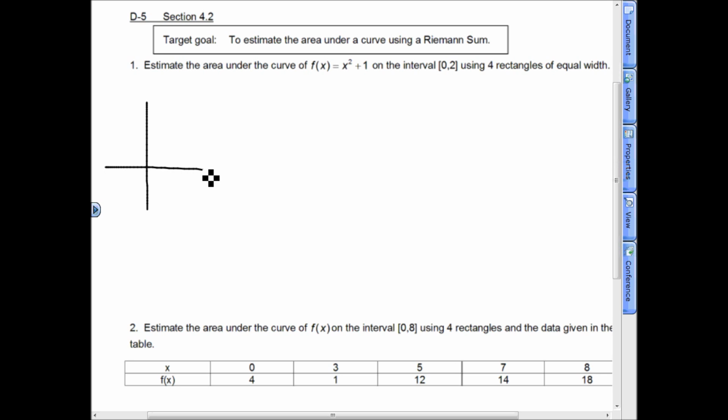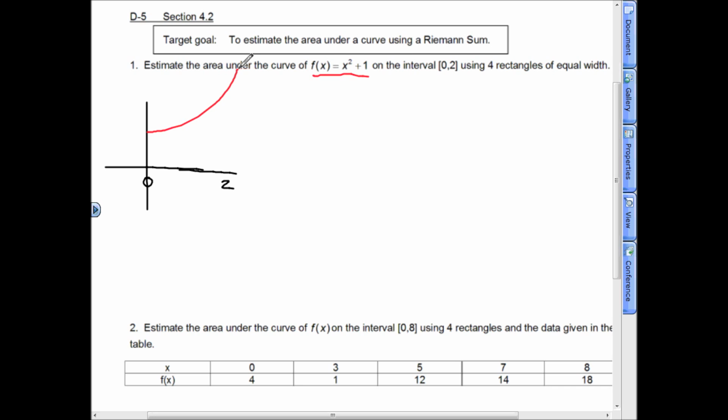Let's make a picture. If I am doing f of x equals x squared plus 1, and we're looking over the interval between 0 and 2. So here's x equals 0, and there's roughly x equals 2. I'm going to make this parabola kind of pronounced. We know it's a parabola opening upward. I know it's not drawn to scale, but we're going to use this to figure it out.